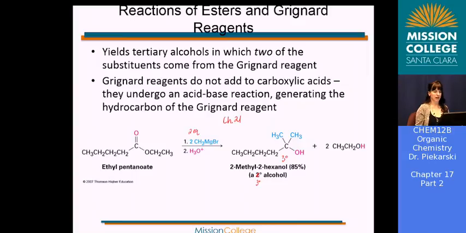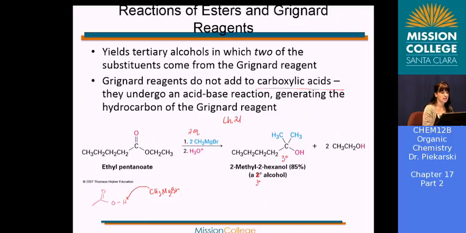Now, what I want to point out is that you cannot do Grignards with carboxylic acids. It's never going to happen. And the reason why comes back to chapter 10. There's an acidic proton there. Let's say, for example, I react it with methyl magnesium bromide. That methyl group is a good nucleophile, but it's also a good base.